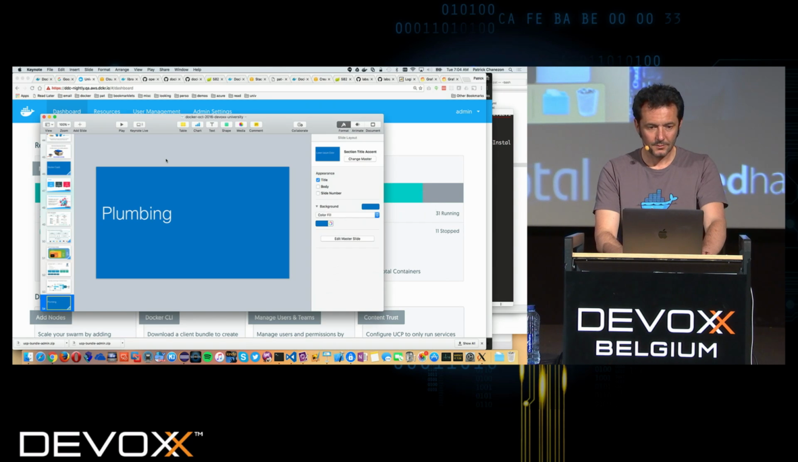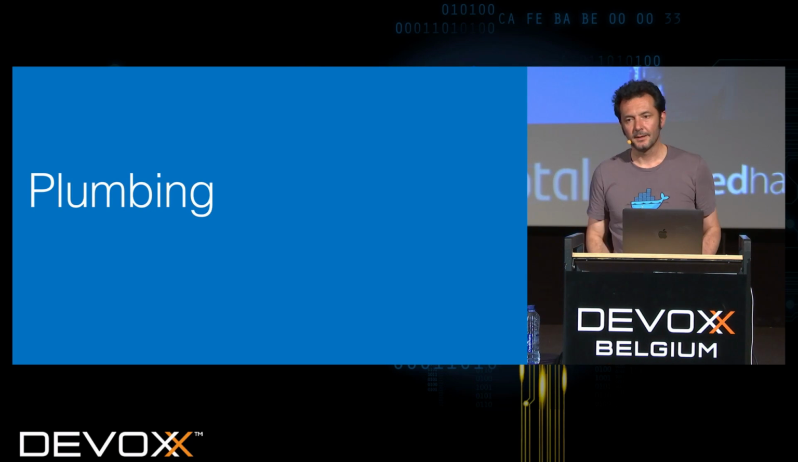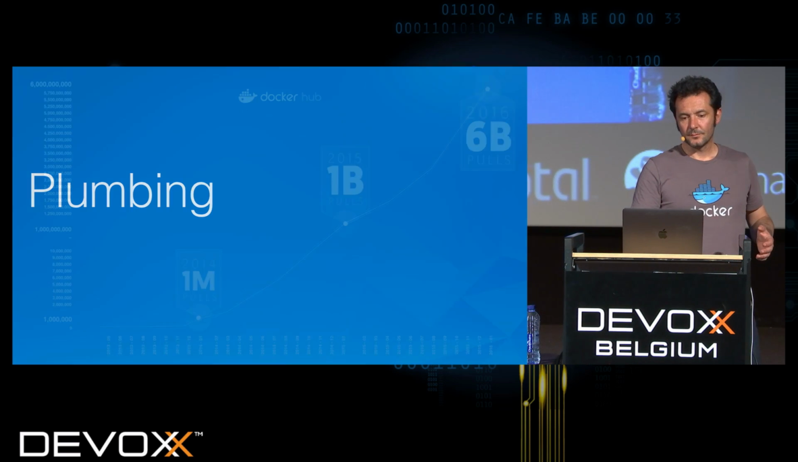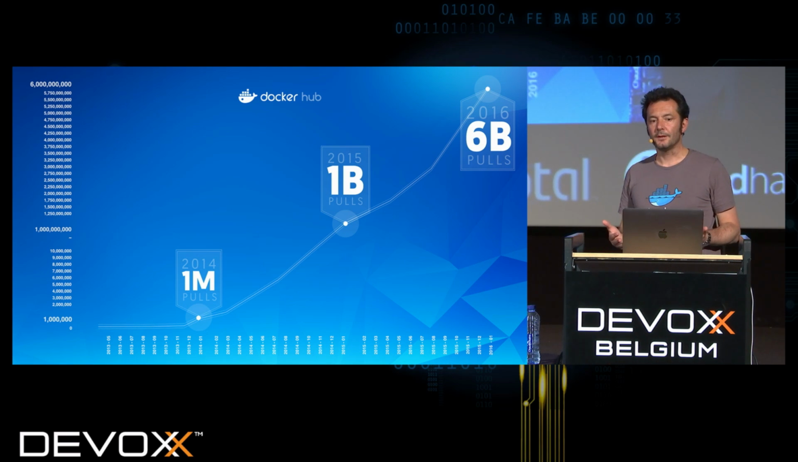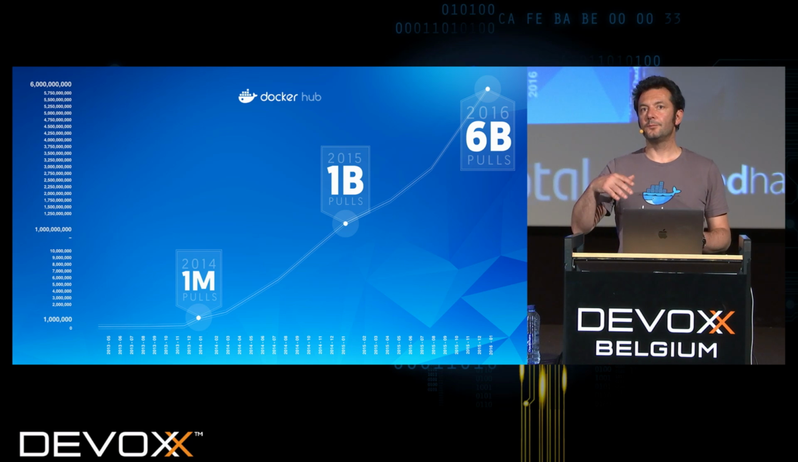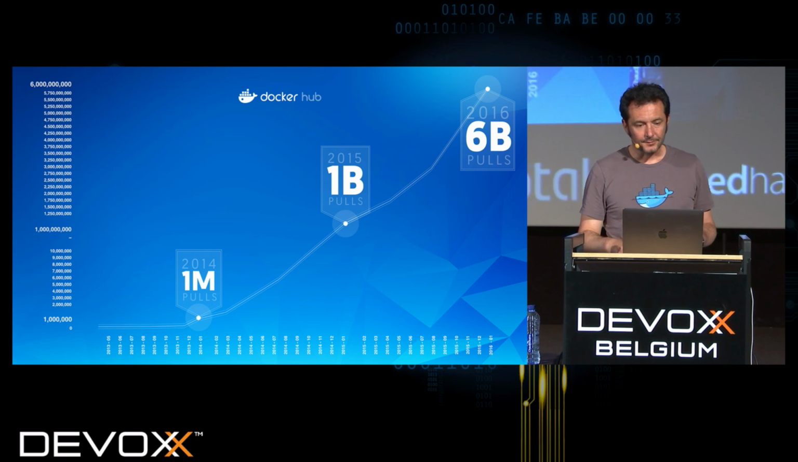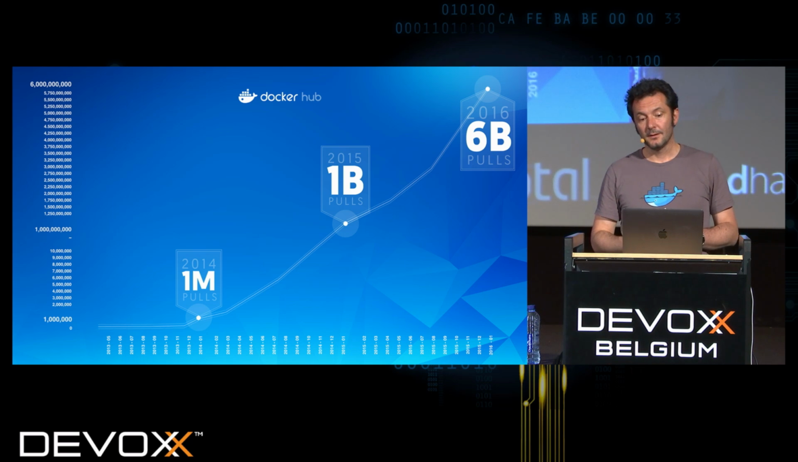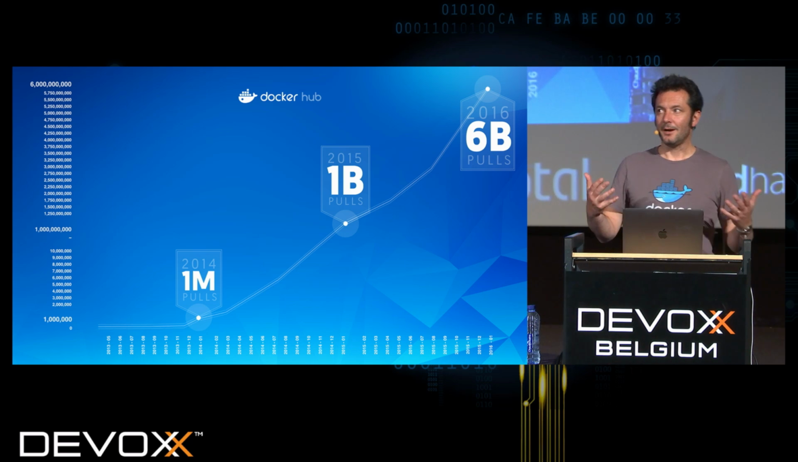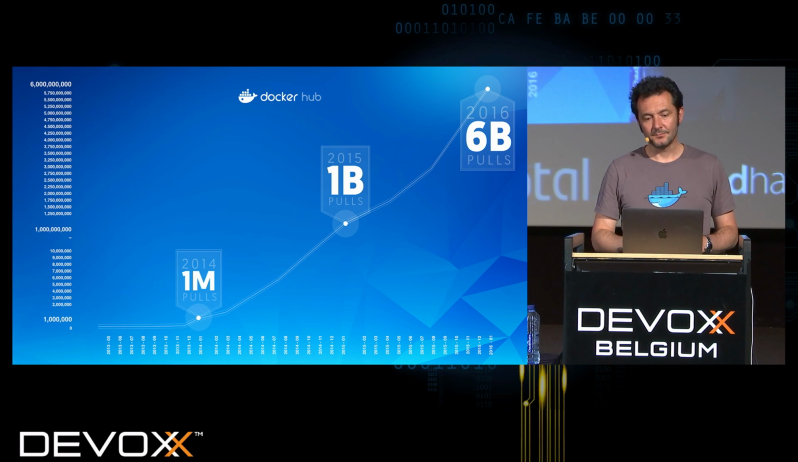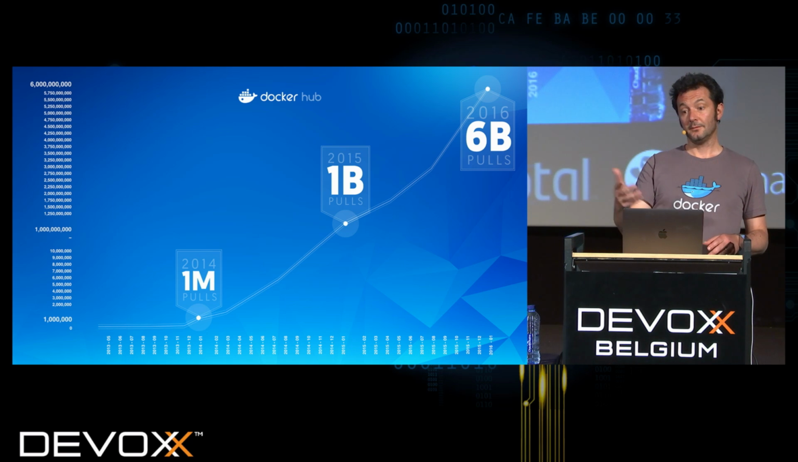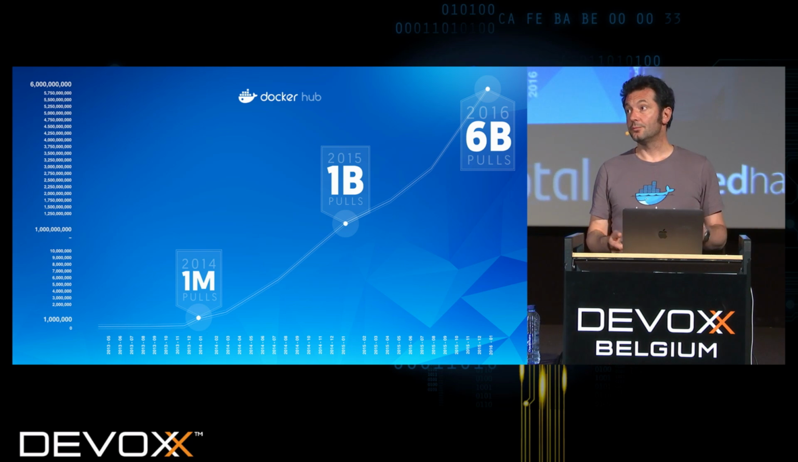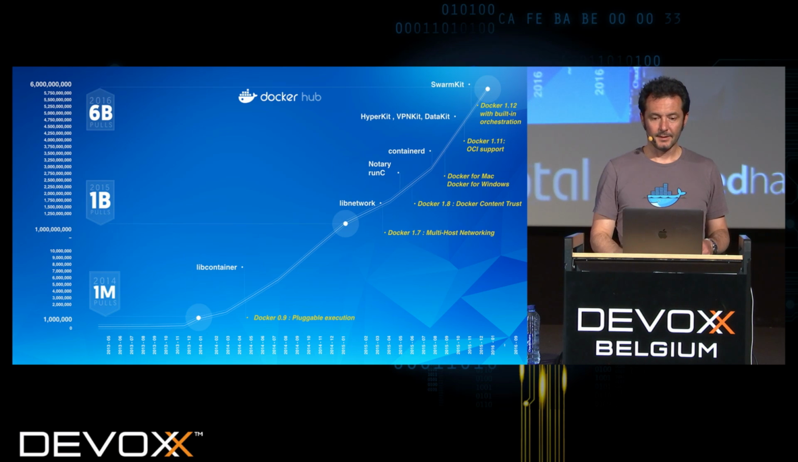Now I wanted to talk a little bit about plumbing. So Docker has been very successful in the past few years. That's a graphic of the number of pulls in Docker Hub. After the first year, it went to 1 million pulls in 2014, and people at Docker are super excited. Wow, 1 million pulls, it's really a success. Just 1 year later, we were at 1 billion pulls, and like 2 months ago, it was 6 billion pulls. So there's lots of people using Docker.